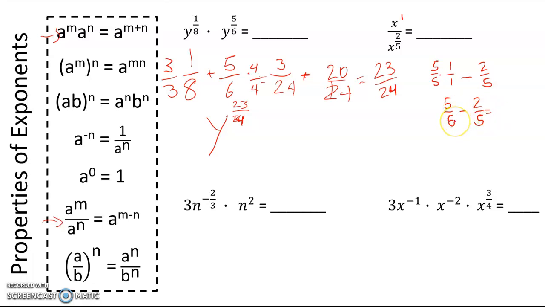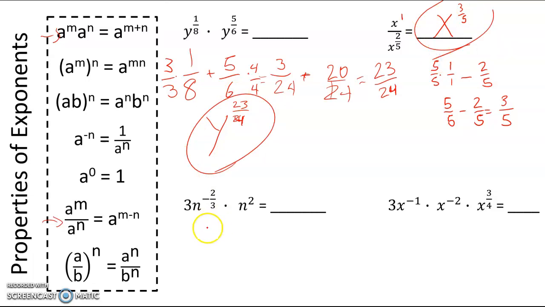And remember, just like as we added the top right here, all we're going to do is subtract the top right here. So 5 minus 2 on the top is 3, and the denominator stays 5, so it's going to be 3/5. And that's our exponent. For our x, it's going to turn to x to the 3/5 power. Okay? So circle this here, circle this there.